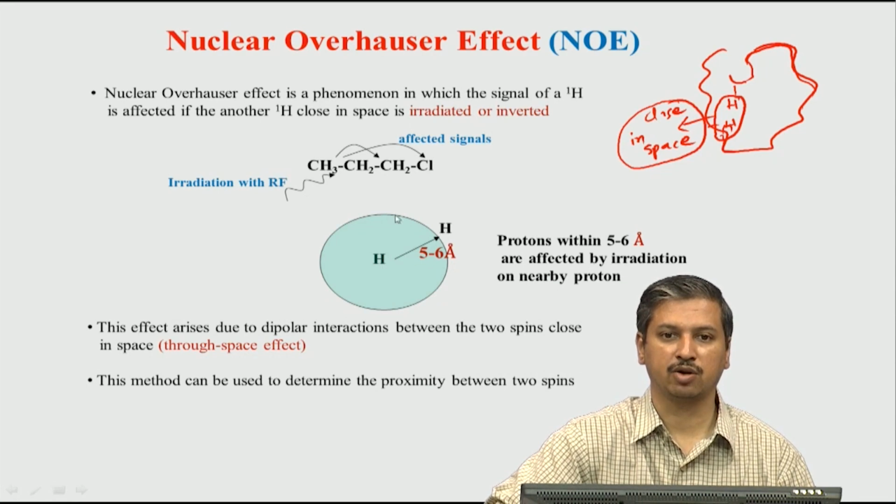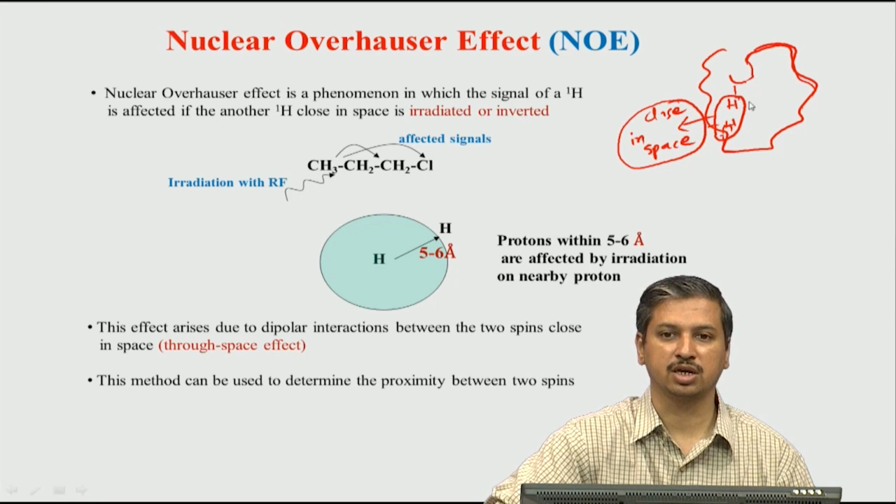So, you see, if you have any hydrogen in this radius of a sphere or a circle, anything within 5 to 6 is affected, which means that if I can find out which hydrogen I irradiate and which other hydrogen is affected, then I get the information between those two, because they should be within 5 to 6 angstroms. So, the information on the proximity of two hydrogens can now be obtained using this method of NOE. That is why NOE is a very powerful method in NMR, because it gives you the distance information between two hydrogen atoms, which you will not get by any other approach.